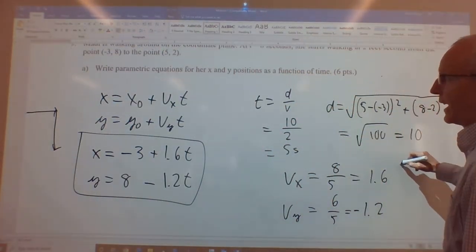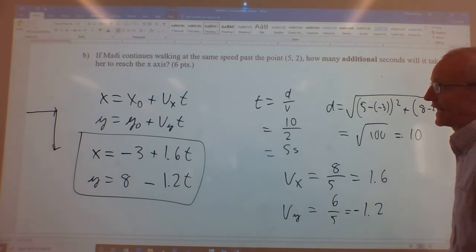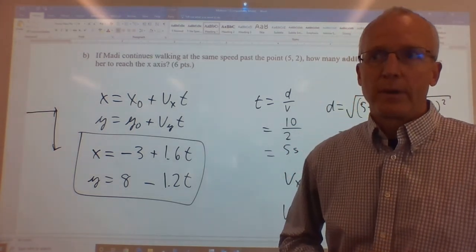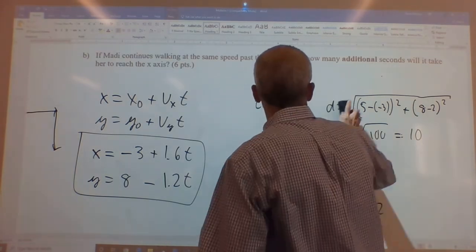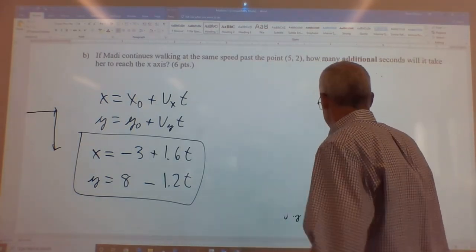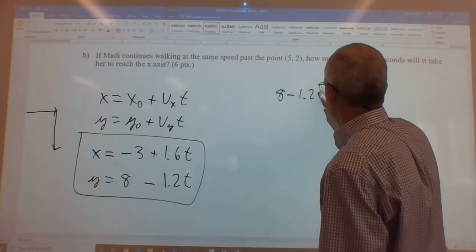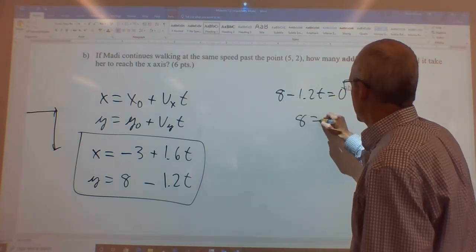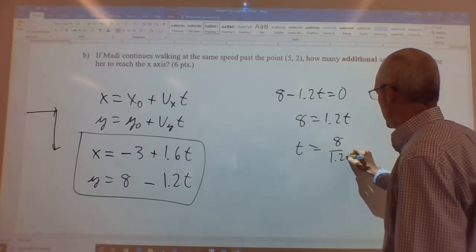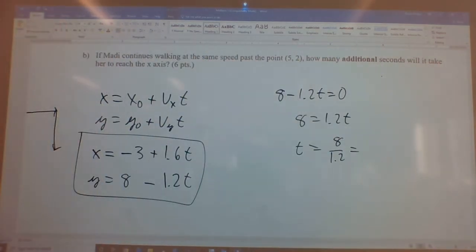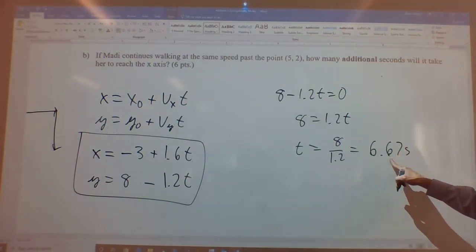We can do this. Now the next part is: if she continues walking past the point 5,2, how many additional seconds will it take her to reach the x-axis? The x-axis is where y equals 0, right? So we need our y equation and set it equal to 0. That's not so bad. We want to know when y is 0. So 8 minus 1.2t is equal to 0. Move this over: 8 is equal to 1.2t. Divide both sides by 1.2, so t is equal to 8 divided by 1.2, and I believe that's 6.67. It took her 6.67 seconds to get there.